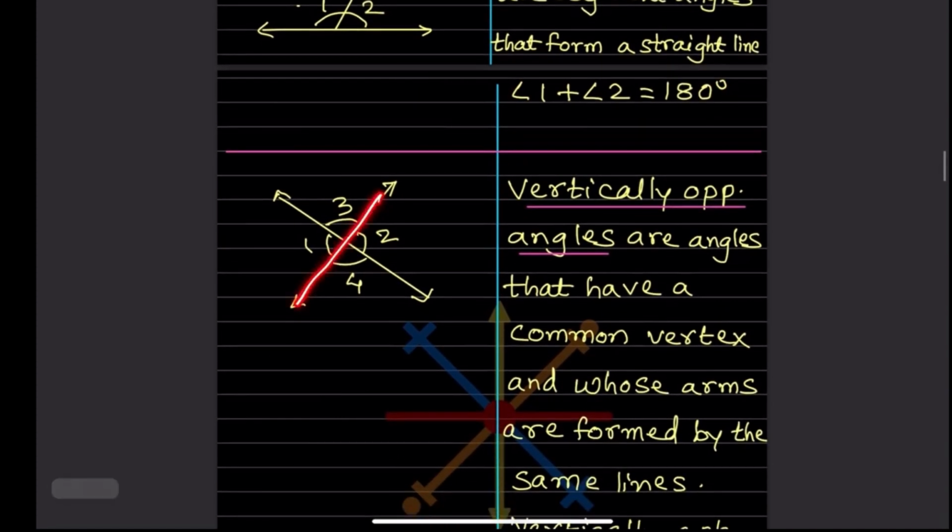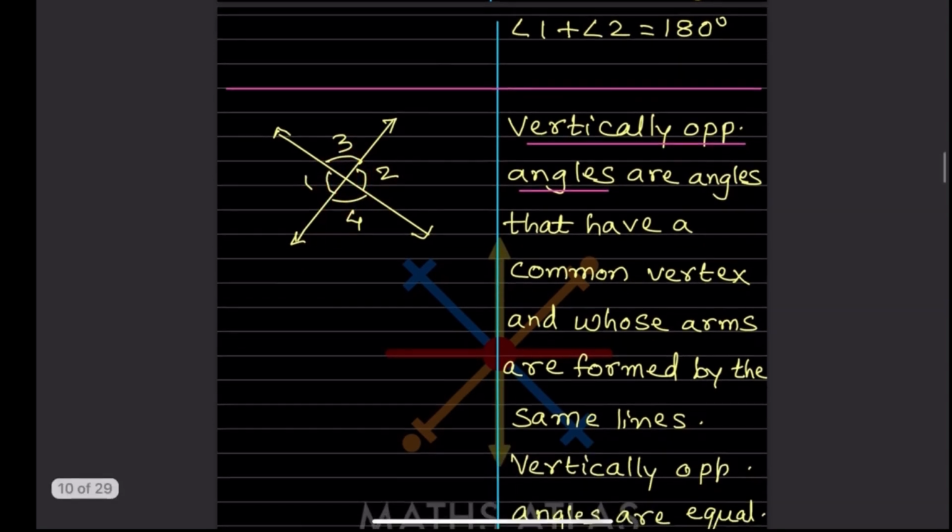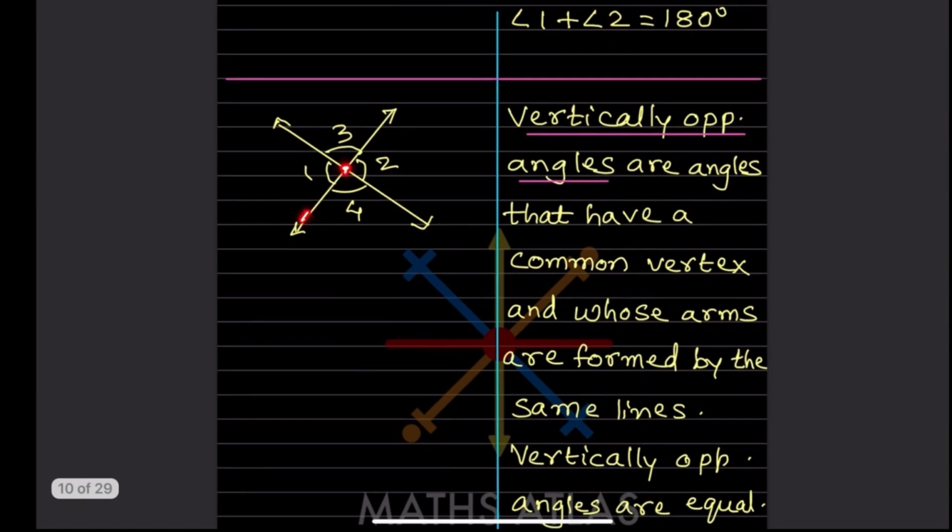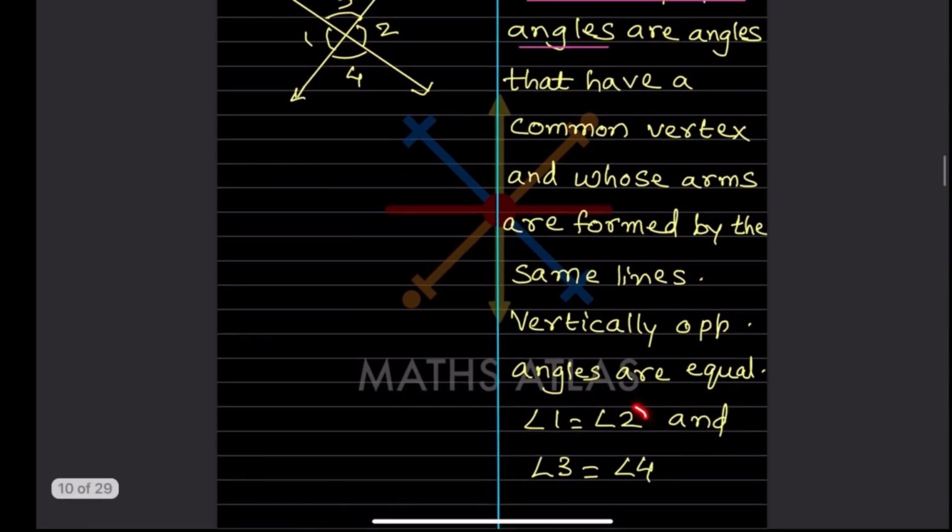Now in this one, whenever there's an intersection here, angle 1 is equal to angle 2. They are called the vertically opposite angles. Again here we can say angle 3 is equal to angle 4. So vertically opposite angles are angles that have a common vertex. This is the vertex which is common, and whose arms are formed by the same lines. And vertically opposite angles are equal. So angle 1 is equal to angle 2 and angle 3 is equal to angle 4.